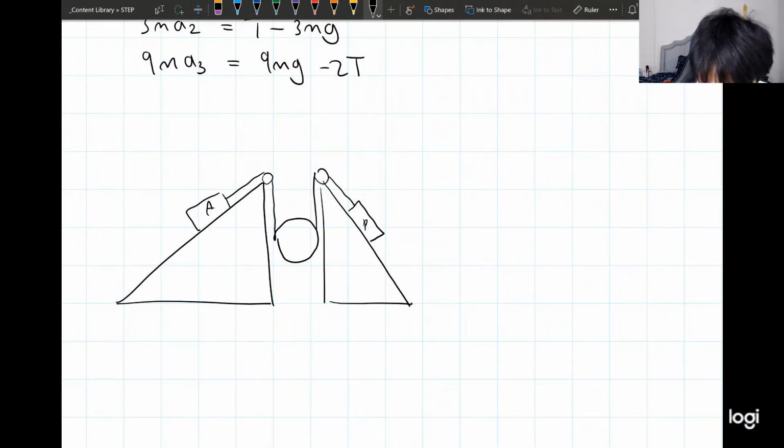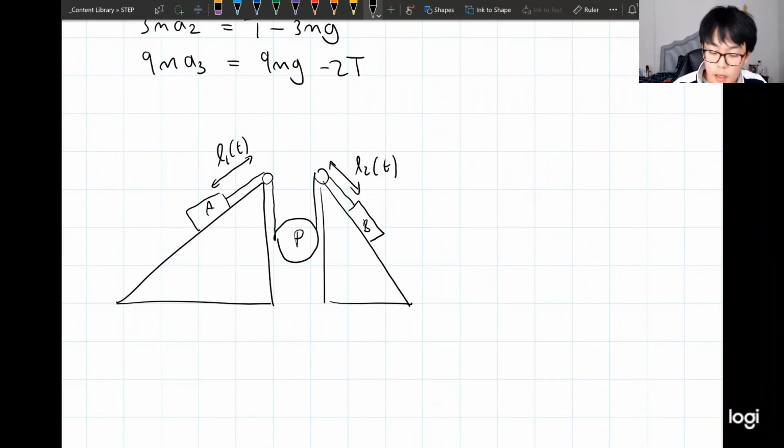So we got A, B, and capital P. Okay, so now firstly what we could do is let the string of this length be L1 of T, the string of this length be L2 of T, and let the string of this length be L of T. Then we let the height of P from the ground level be H of T. Now notice that these are all functions of T, and we don't really care what explicitly that function is just yet.